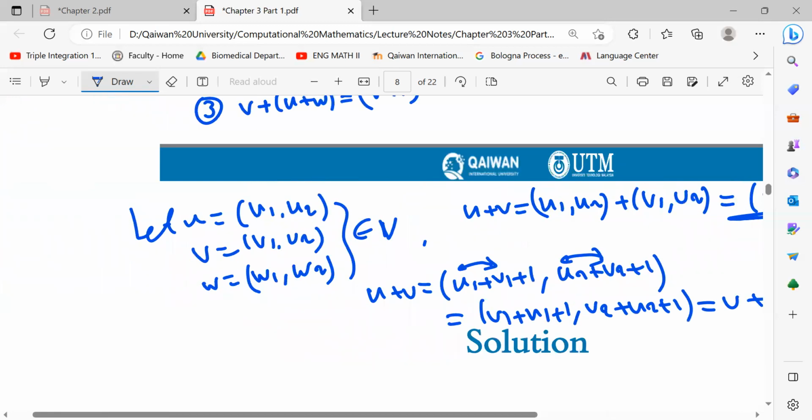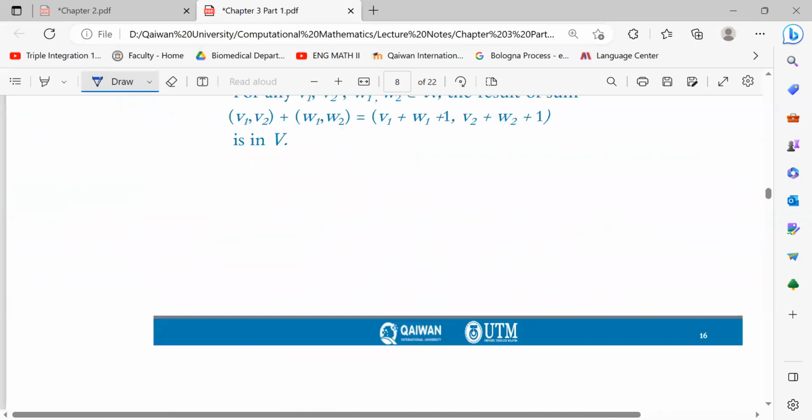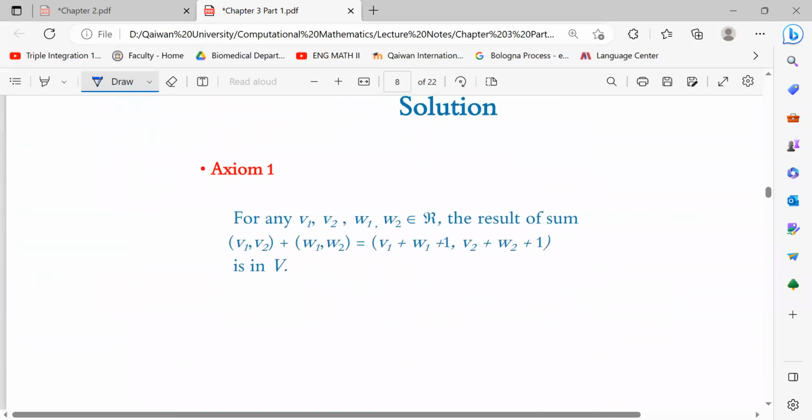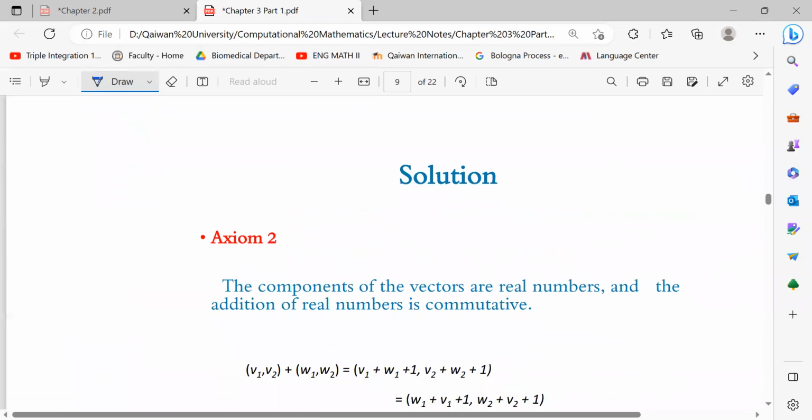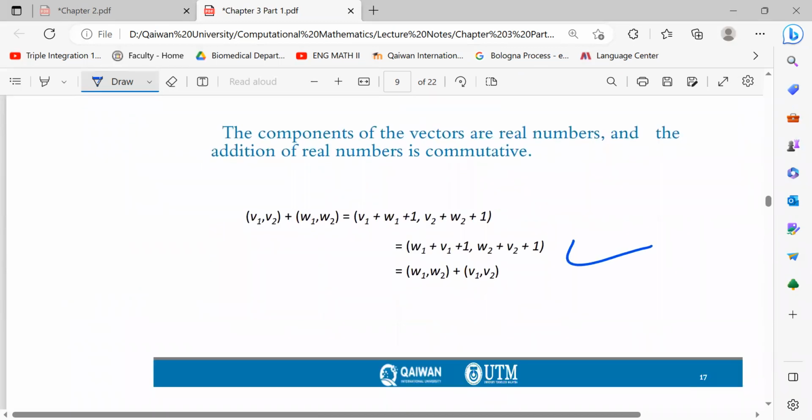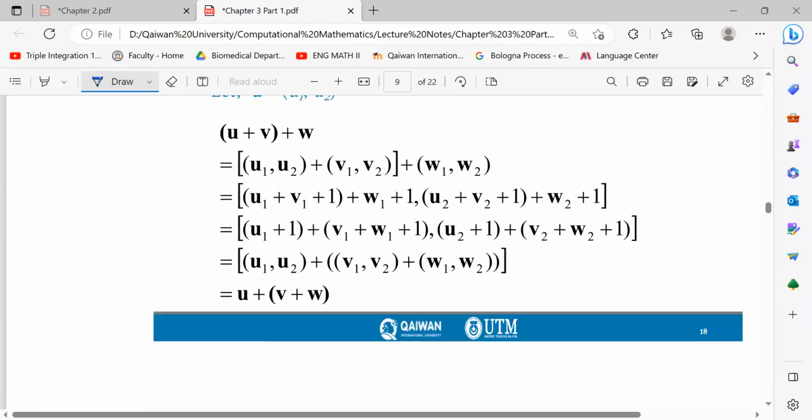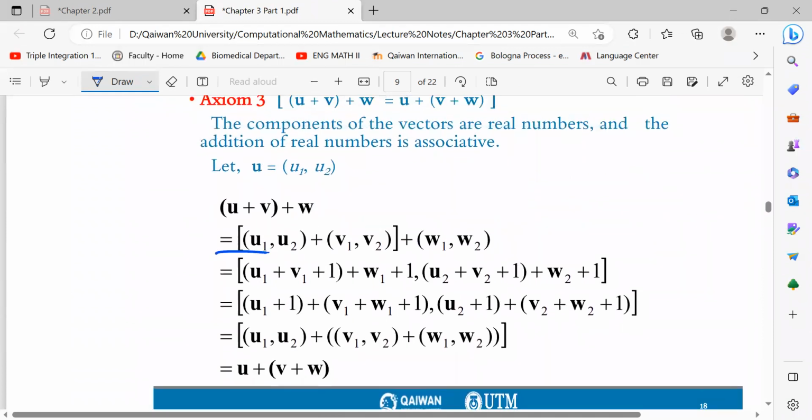And for the third one, it's the same. For the third one, do the same. It's axiom 2, and it's also done. As the third one, U and V first, then adding to W must equal V and W, then adding to U. It's easy. It's just expanding and factorizing.